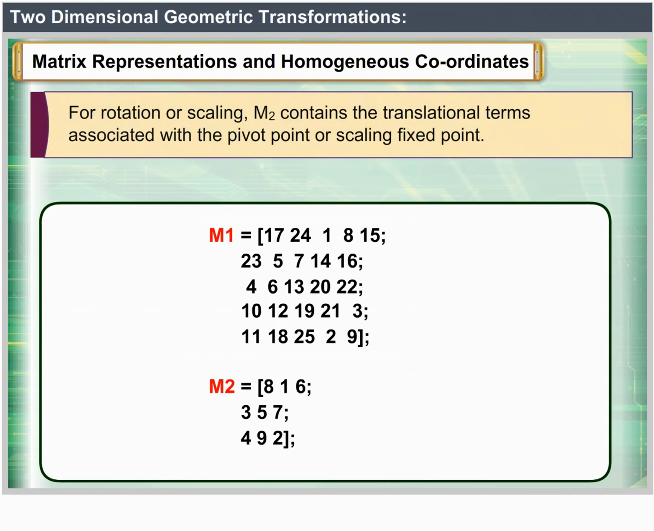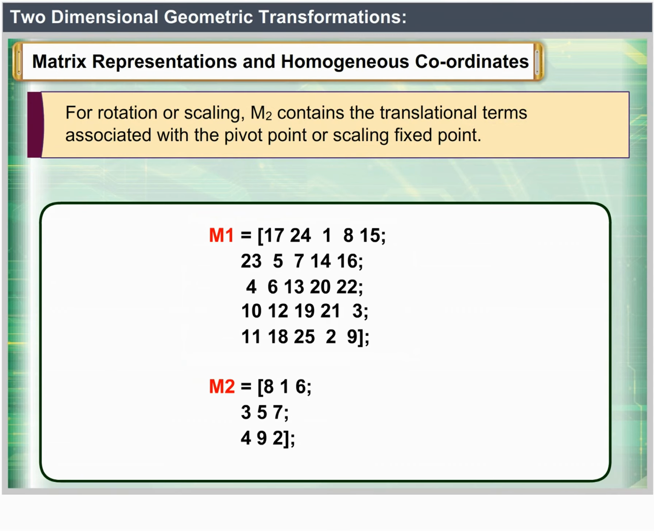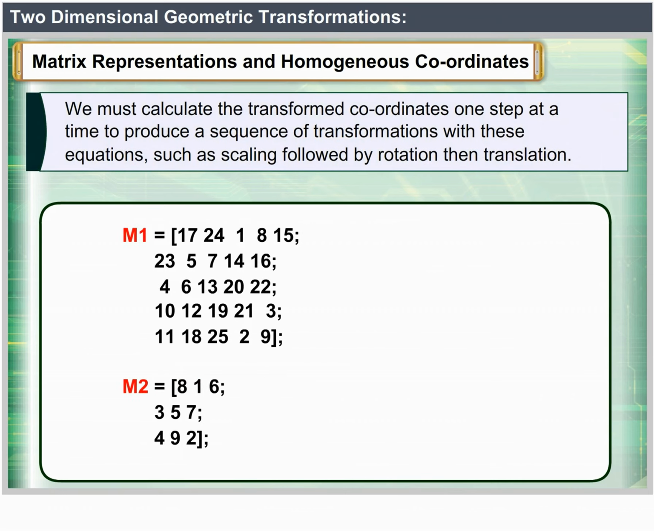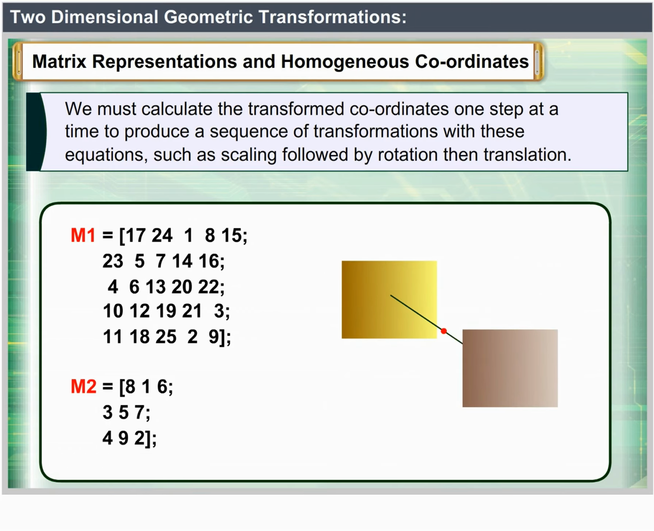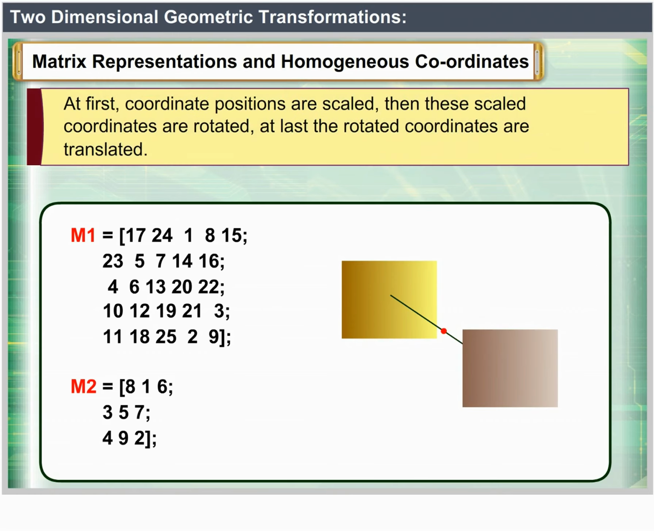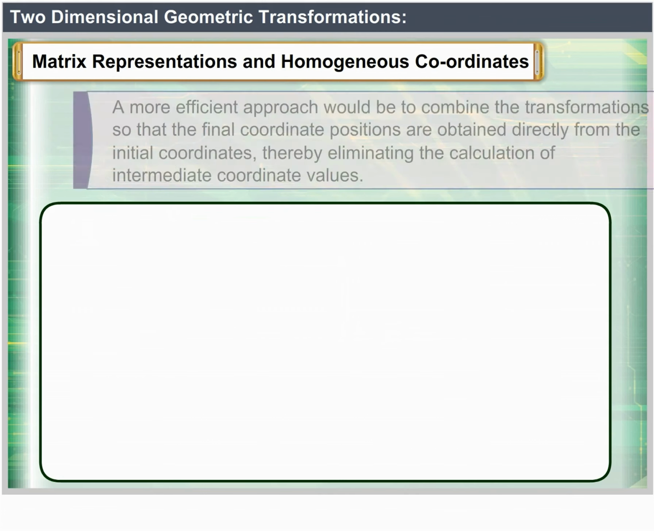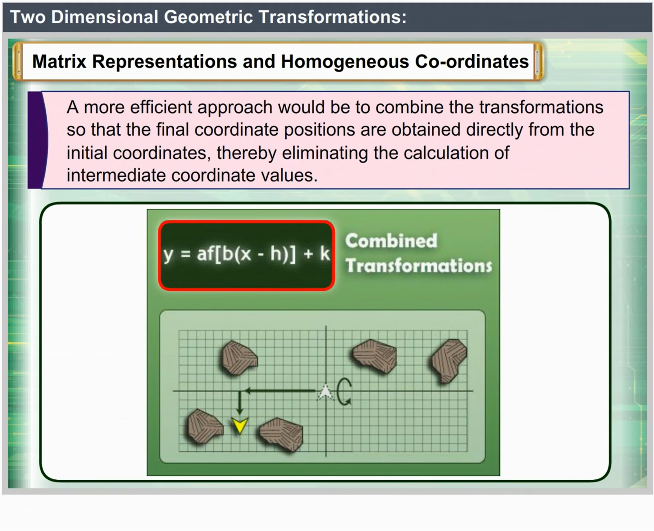To produce a sequence of transformations with these equations, such as scaling followed by rotation then a translation, we must calculate the transformed coordinates one step at a time. First, coordinate positions are scaled, then these scaled coordinates are rotated, and finally the rotated coordinates are translated. A more efficient approach would be to combine the transformations so that the final coordinate positions are obtained directly from the initial coordinates, thereby eliminating the calculation of intermediate coordinate values.